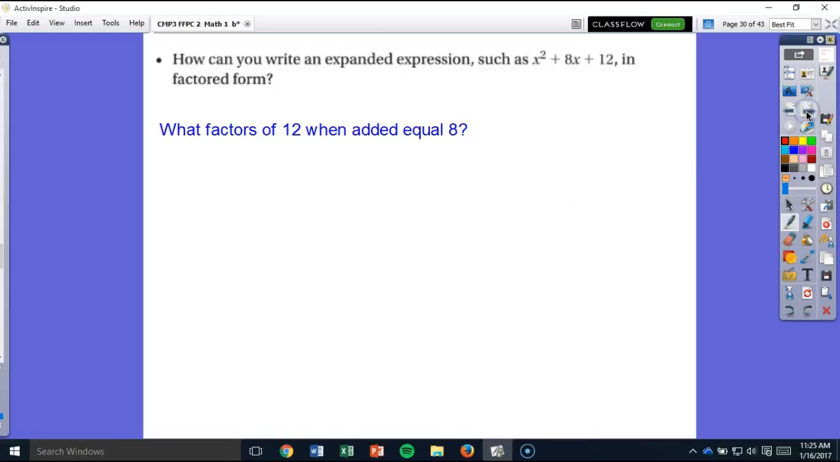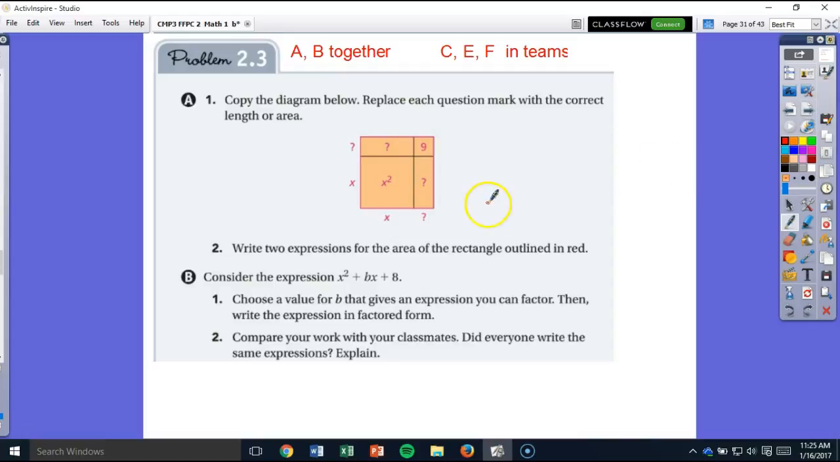If we turn the page and begin on page 34 for our homework, we'll go over this part in class, but I want to skip to our homework right now. So copy the diagram below, replace questions. I want you to, as I say up here, go over A and B with your table mate just together, and then parts C, E, and F to do in teams.